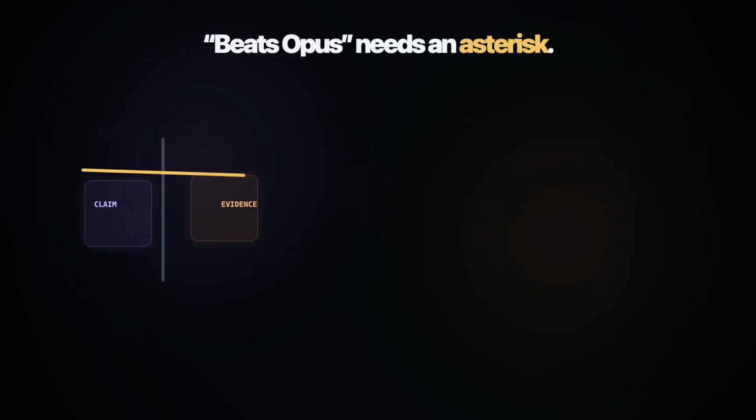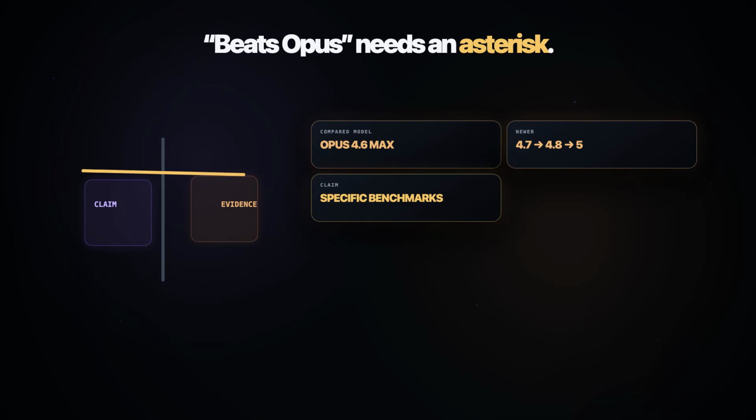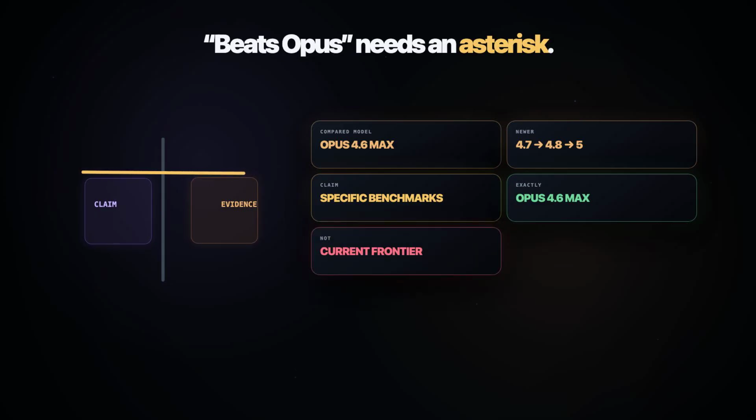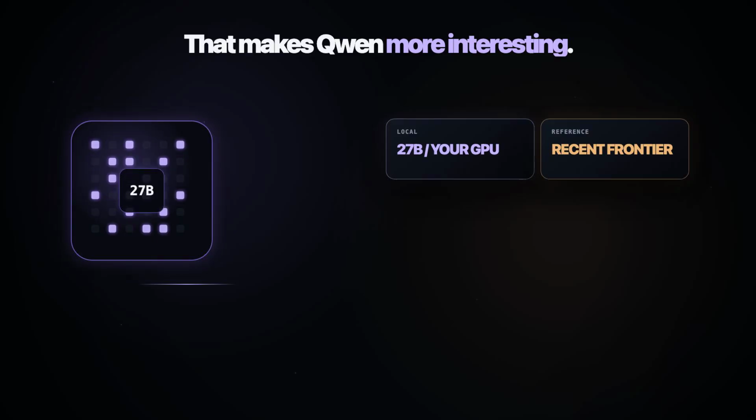And there is another important detail. Opus 4.6 is not even Anthropic's newest Opus anymore. Anthropic released Opus 4.7 in April, Opus 4.8 in May, and Opus 5 in July. So when you hear someone say, Qwen 3.8 beats Claude Opus, that sentence needs a giant asterisk. It beats Opus 4.6 Max on specific benchmarks. That is still extremely impressive. It is just not the same thing as saying this 27B model is better than Anthropic's current frontier model. And surprisingly, I think that makes Qwen more interesting, not less, because we are comparing a 27B model that runs locally with something that was frontier class only months ago.